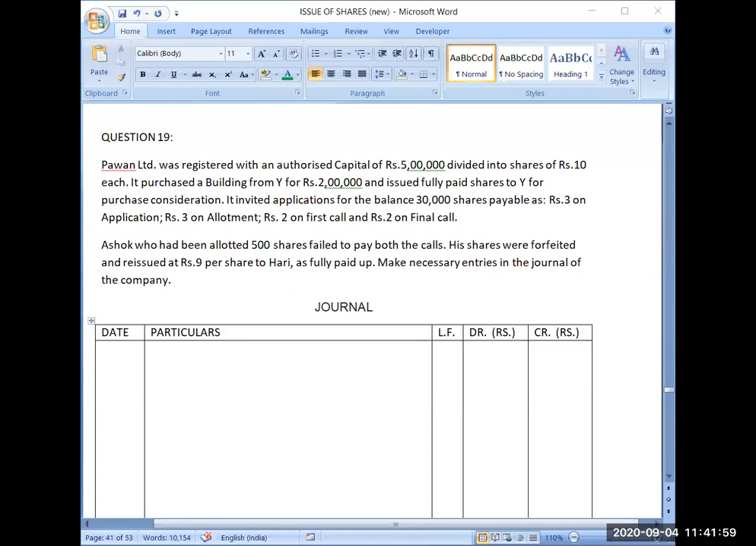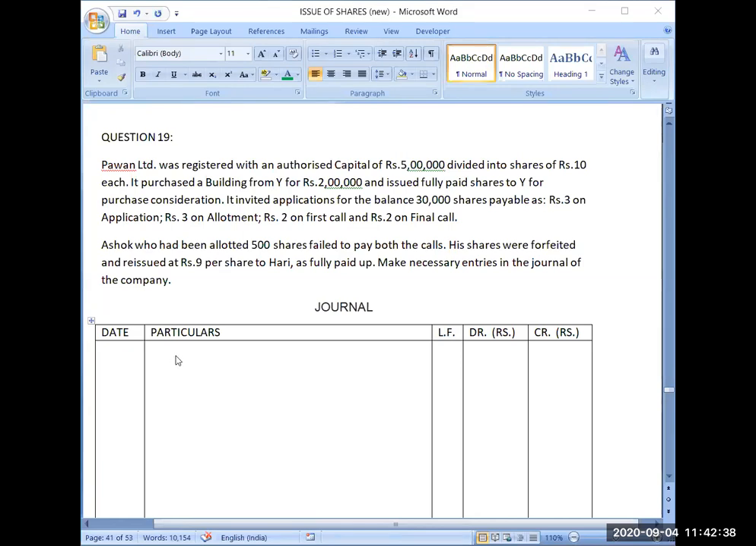It invited applications for the balance 30,000 shares payable as rupees 3 on application, rupees 3 on allotment, rupees 2 on first call, and rupees 2 on final call. Ashok, who had been allotted 500 shares, failed to pay both the calls. His shares were forfeited and reissued at rupees 9 per share to Hari as fully paid up.